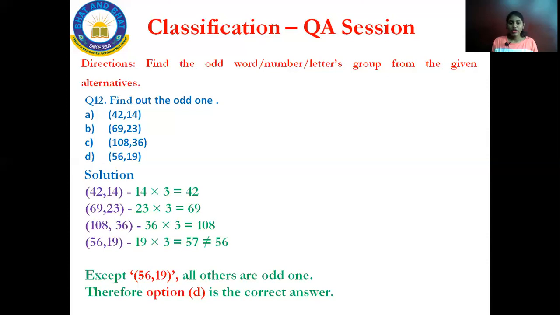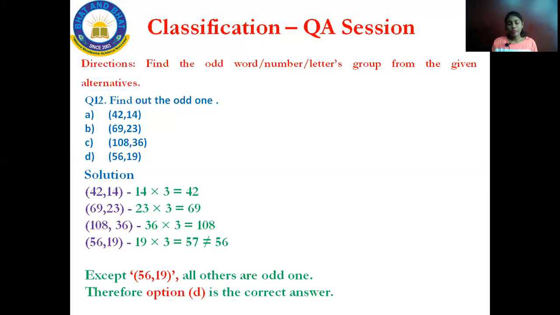The 12th question is: find out the odd one. Your options are 42 and 14, 69 and 23, 108 and 36, 56 and 19. They are given as a pair of numbers. We'll call this a pair, okay, pair number. And we'll go with the solution now.